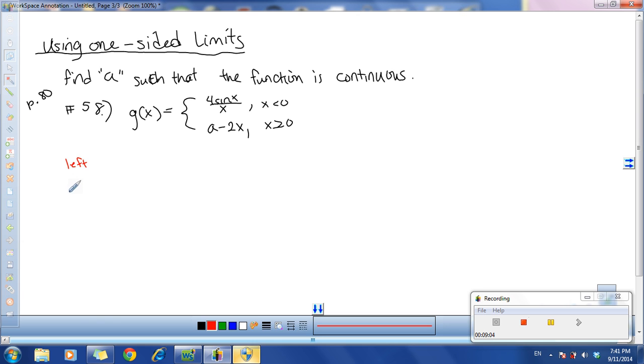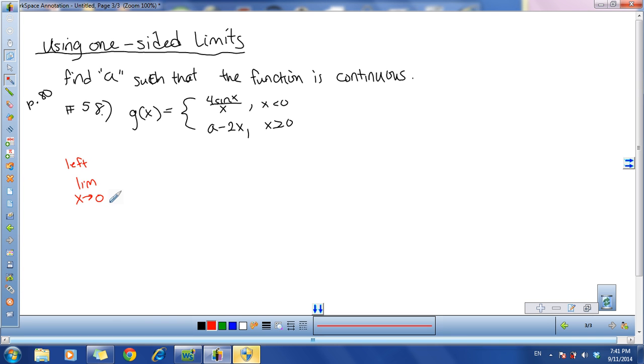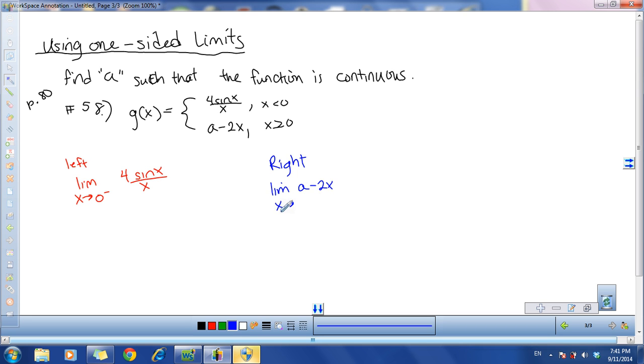So if I set up my limit as x approaches 0 from the left, I'm going to use this equation right here, 4 times sine of x over x. And then to find the right-handed limit, I'm going to set up another limit expression, the limit of a minus 2x as x approaches 0 from the right, because these are all the numbers that are greater than or equal to 0. And I'm going to evaluate it.